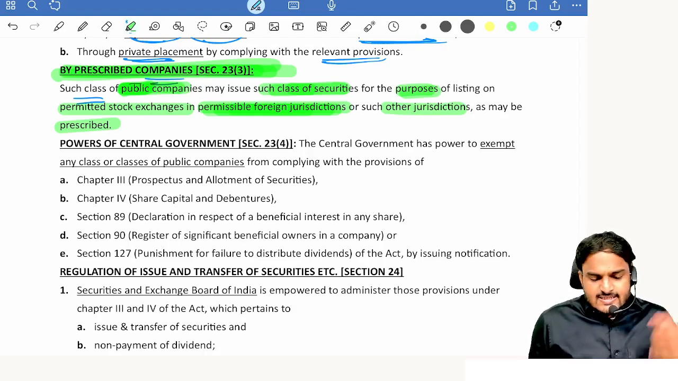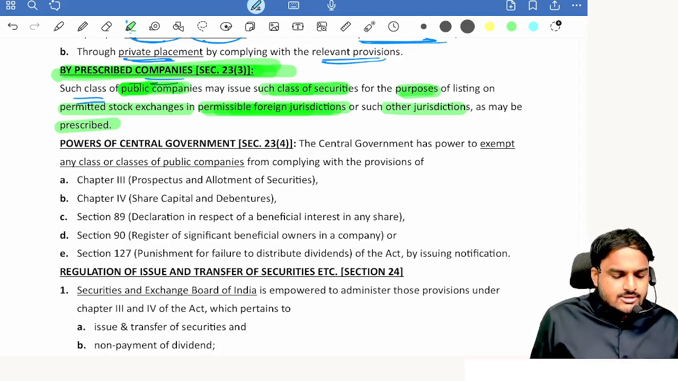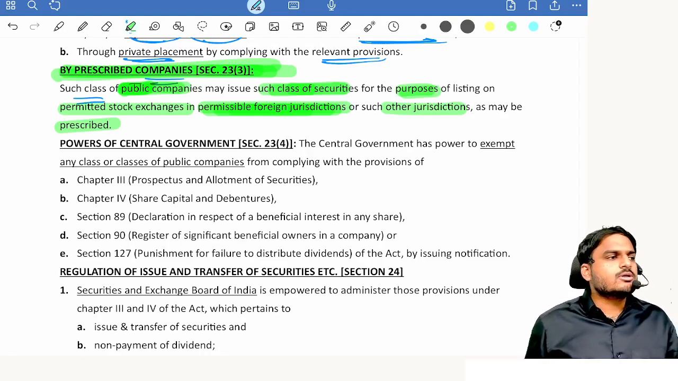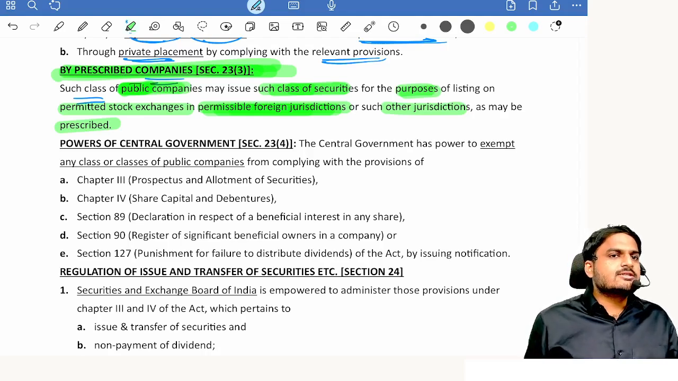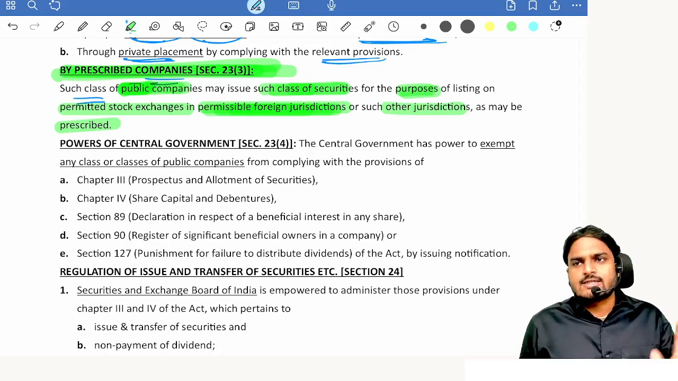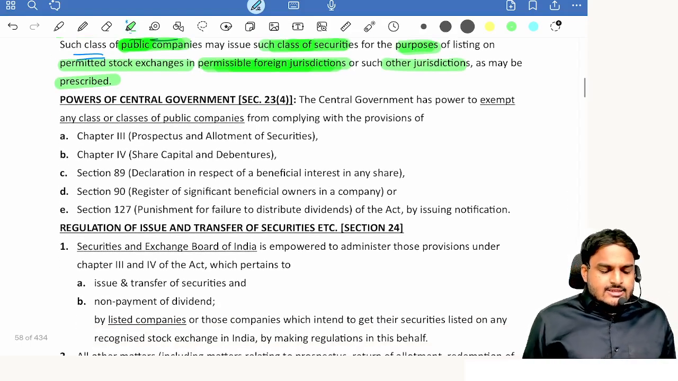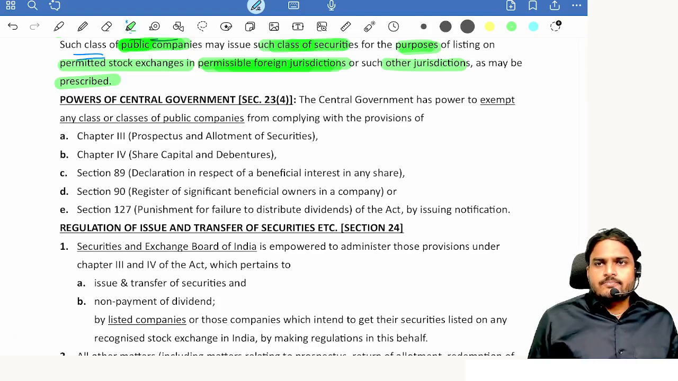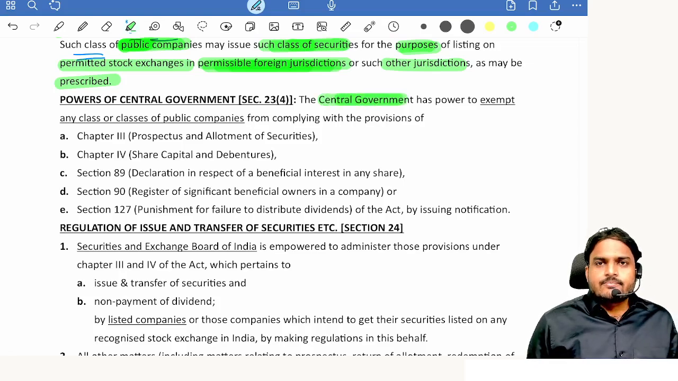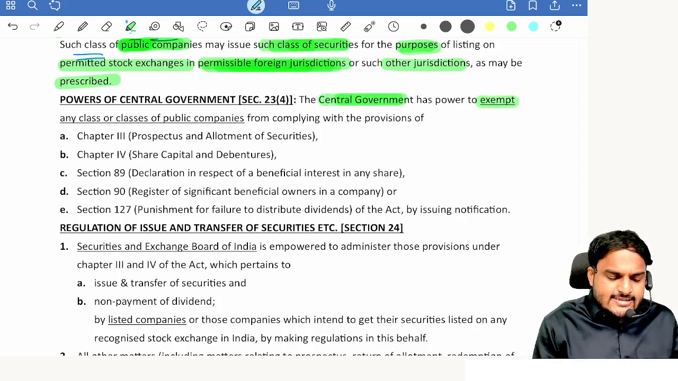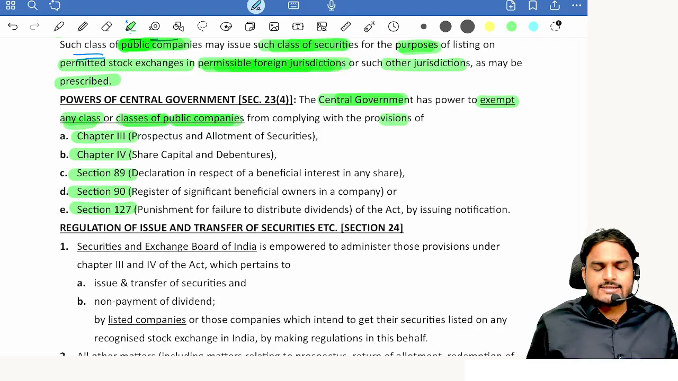Fine, just come back. Section 23 subsection 3 is talking about public companies. Public companies, if they want, can list their securities on foreign stock exchanges. Next, section 23 subsection 4. This subsection is giving power to the central government. The central government has power to exempt any classes of public companies from complying with the provisions of chapter 3, chapter 4, section 89, section 90, section 127.